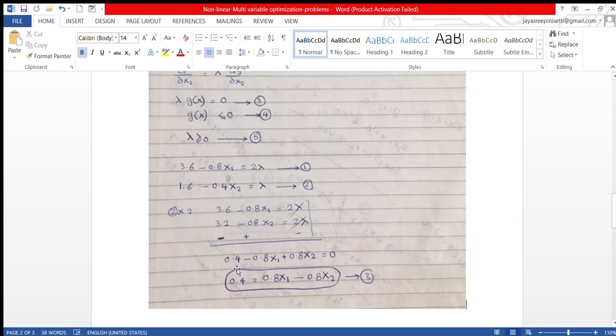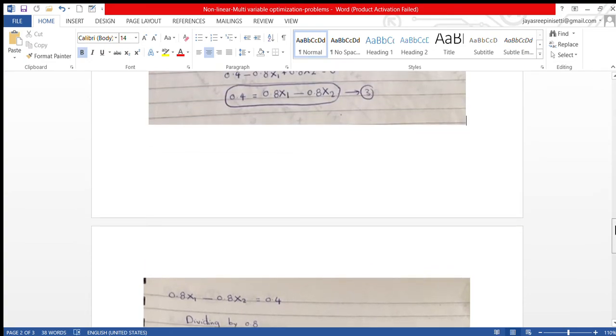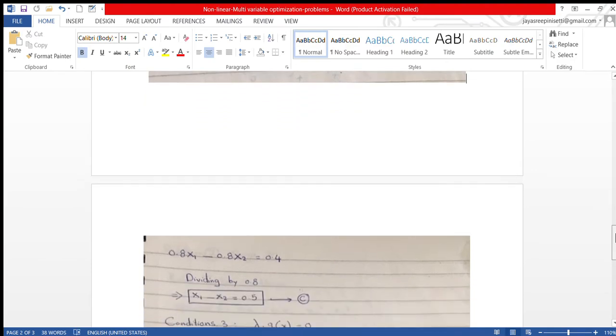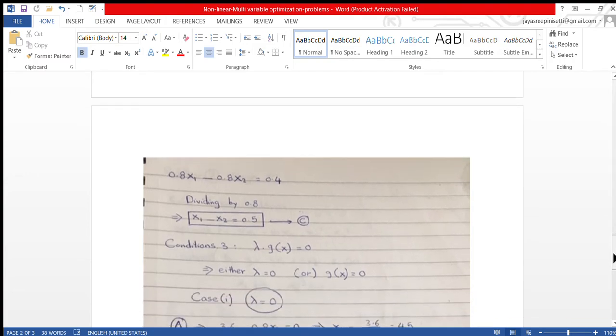0.4 is equal to 0.8 x1 minus 0.8 x2, and you can simplify this. Take the 0.8 common and bring it to this side, so you get x1 minus x2 equal to 0.5. So you got this new equation.